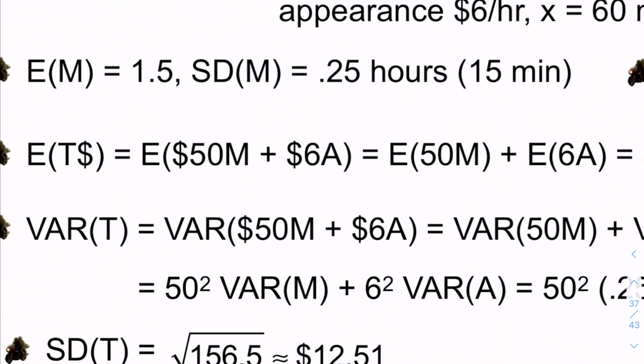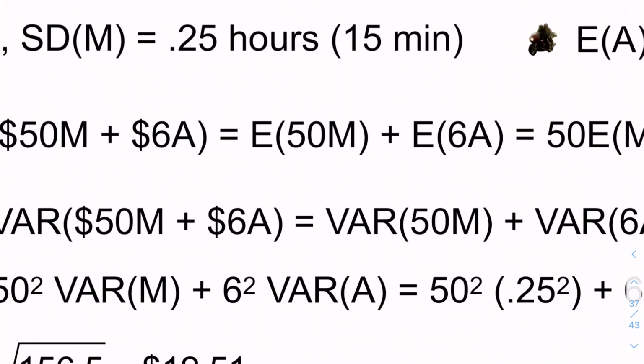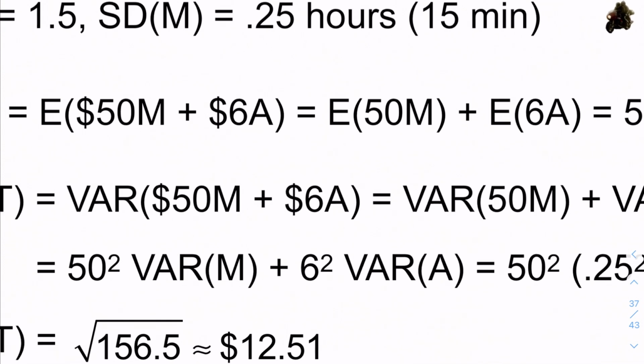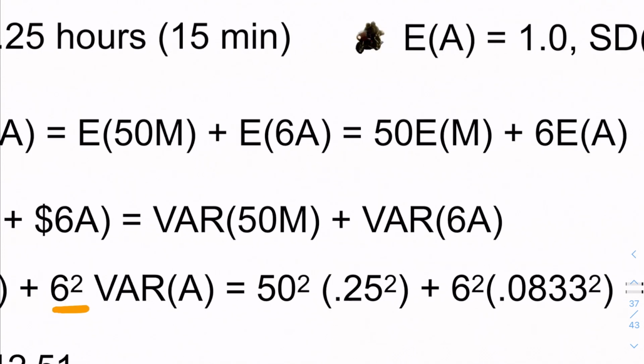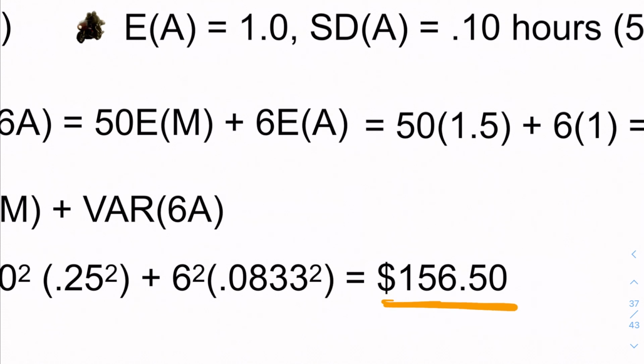Now with variances, again, variances add. So what we have to do is multiply 50 squared times the variance of the mechanical and 6 squared times the variance. So what we had was 50 squared times 0.25 squared plus 6 squared times 0.0833 squared, which gives us 156, which is the variance of our total cost.